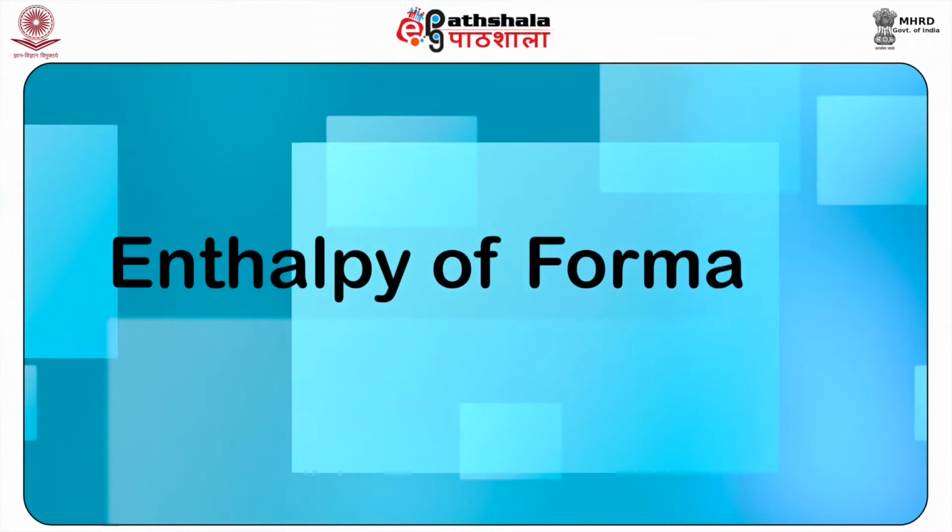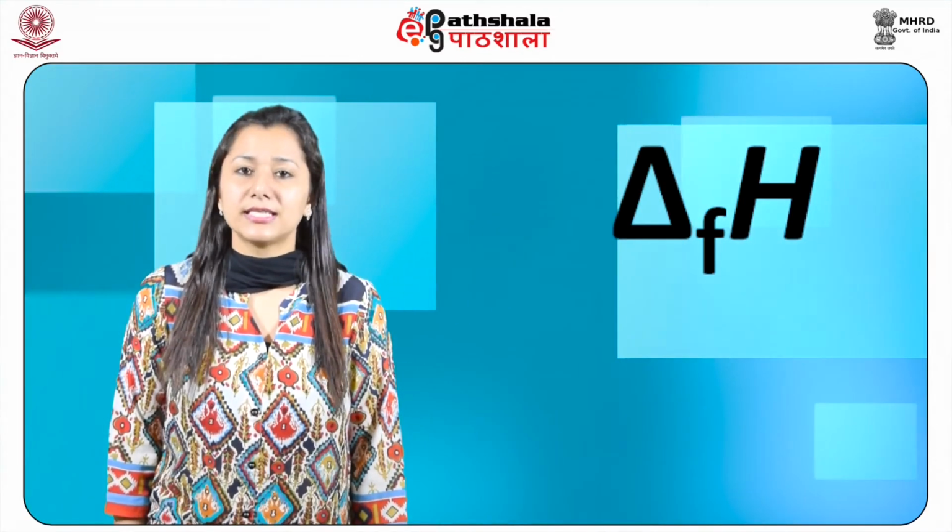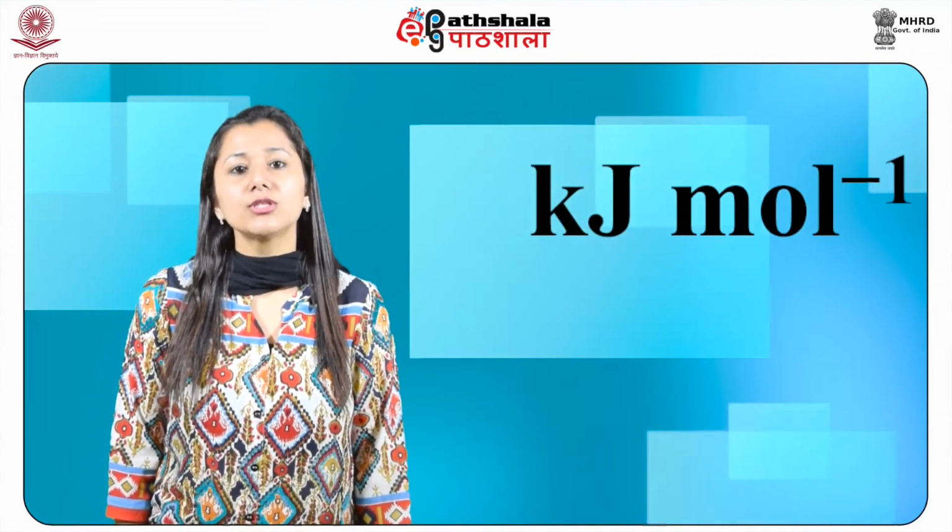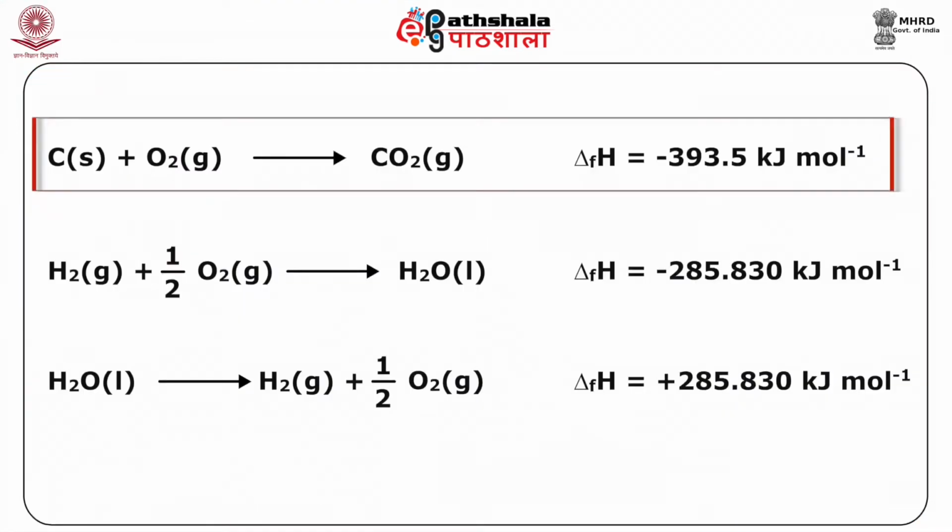Considering various enthalpy changes, first we shall see the enthalpy of formation. The enthalpy of formation can be defined as the amount of heat exchanged at constant temperature and pressure during the formation of 1 mole of the substance from its constituent elements in their standard states. It is represented by delta HF. Its unit is kilojoules per mole. For example, the enthalpy of formation of carbon dioxide is equal to the enthalpy change for the reaction. For this, delta HF is minus 393.5 kilojoules per mole.